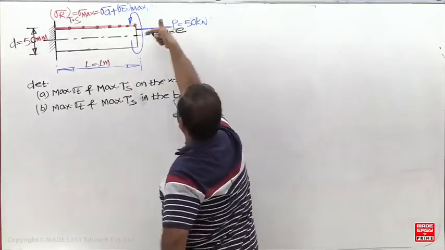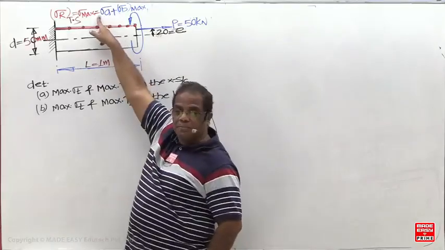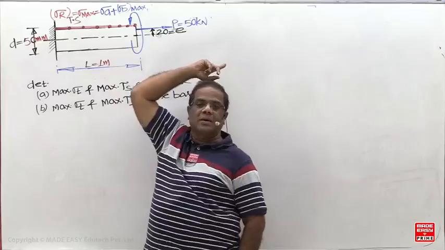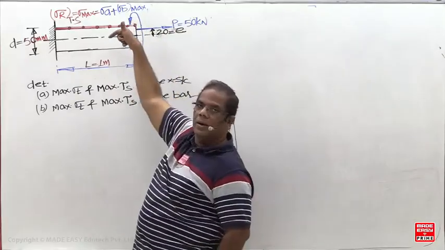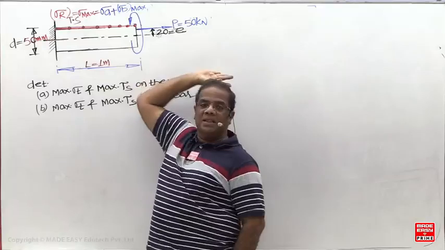By chance, if this is given as a compressive load, what should I write down? Minus sigma A. And here it should be maximum, therefore it should be minus. If this is a compressive load, then minus sigma A and minus sigma B max.